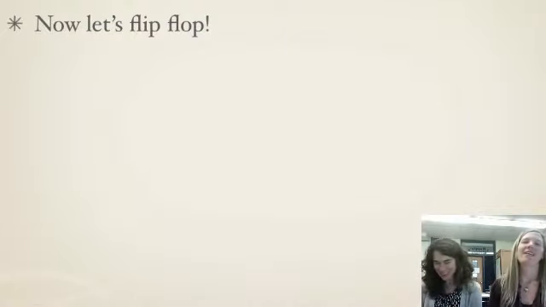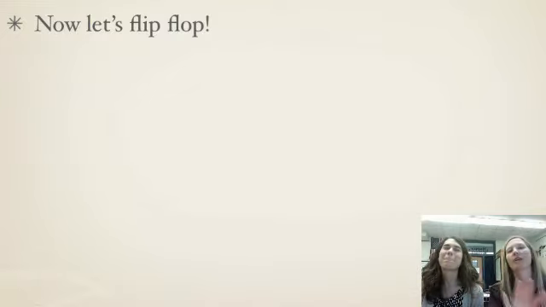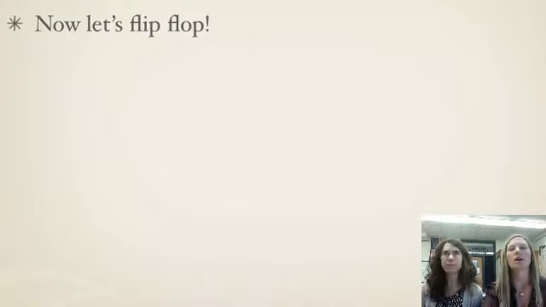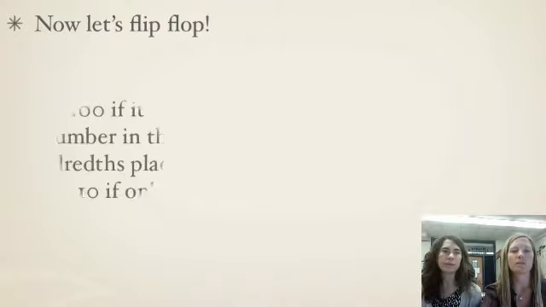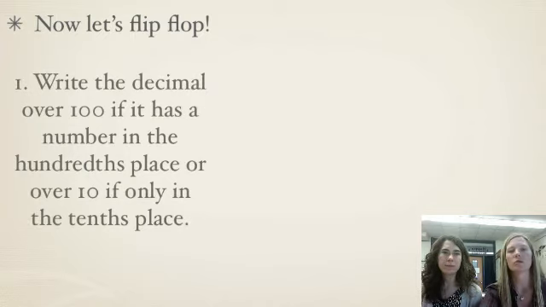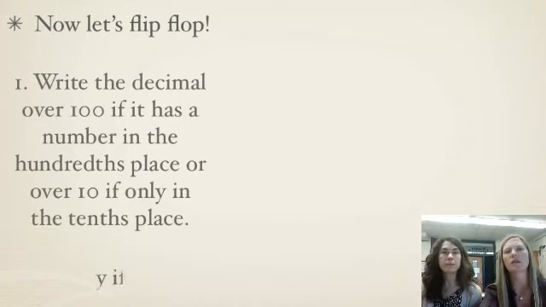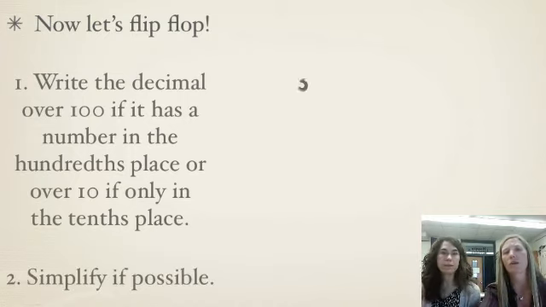Okay, now we are going to flip-flop. So instead of going from a fraction to a decimal, we're going to go from a decimal into a fraction. And we can follow some of the same steps. So the first thing you do is write the decimal over 100 if it has a number in the hundredths place, or over 10 if it has a number in the tenths place. So again, you're thinking about reading it, and then you simplify.